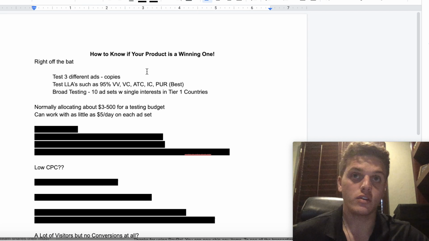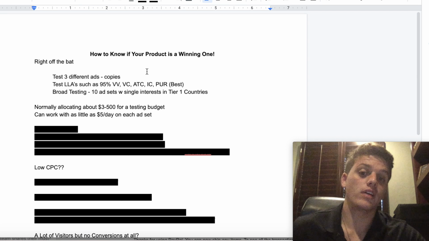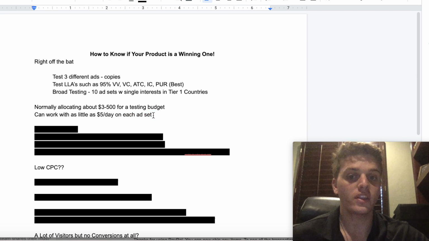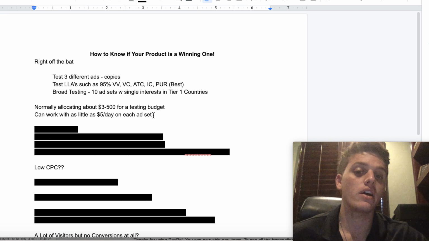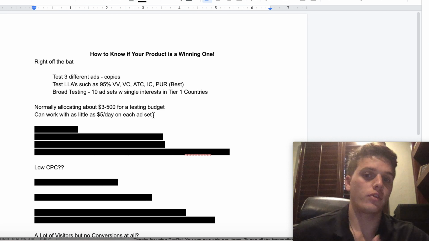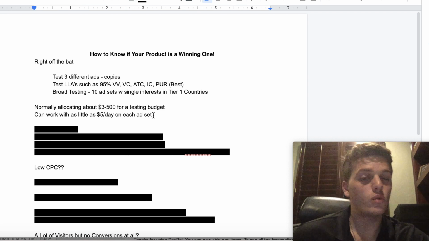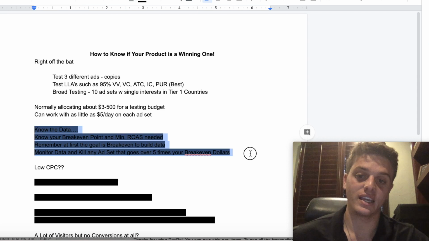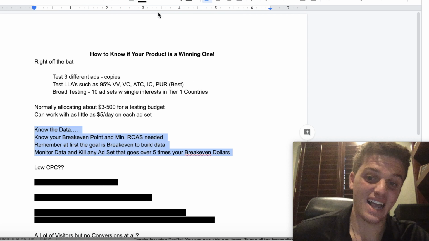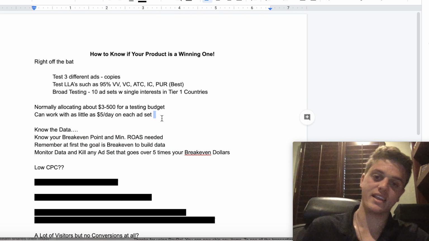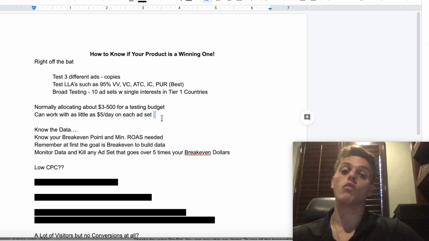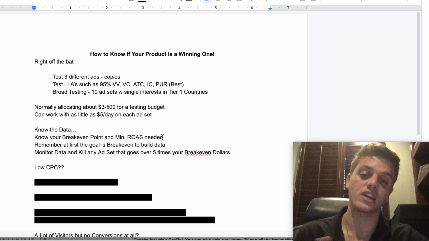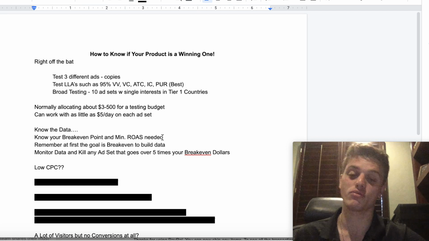A lot of people think that you need a lot more money, but $5 a day on each given ad set, 3 days, 72 hours can give you a great idea, especially with killing the ad sets that aren't working. So let's get into that exactly. Knowing the data, knowing your break-even point, knowing the minimum return on ad spend needed is a key factor to actually be successful with analyzing if your product's winning.